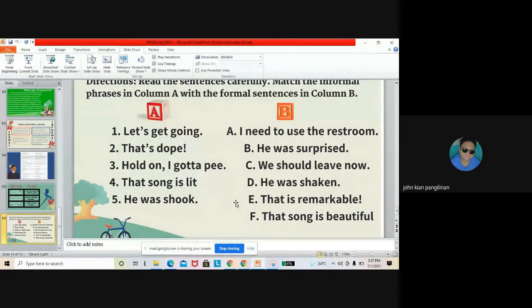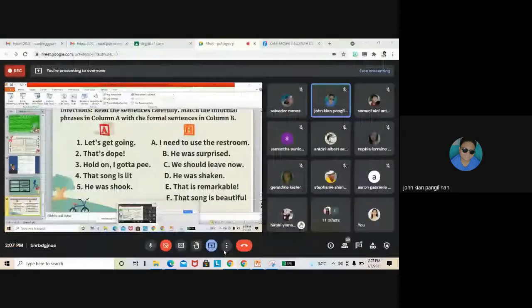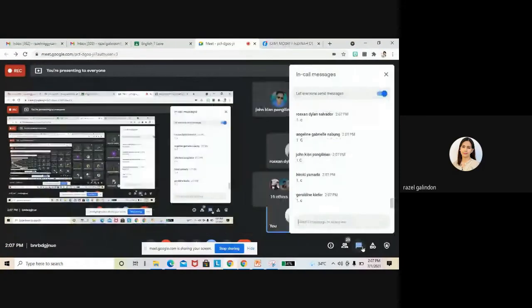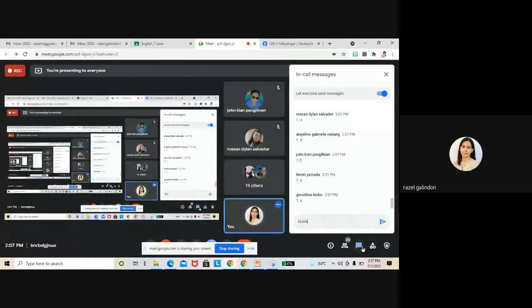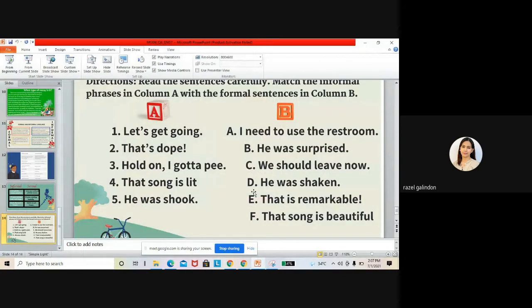Letter C po, ma'am. Okay. Letter C po. Yes, you are correct. Your answer is letter C and that is correct. No? So, let's get going is informal and the formal way of saying that is we should leave now. So, that is correct. Letter C. Next, number 2. That's dope. So, that is informal. What is the formal way of saying that word?